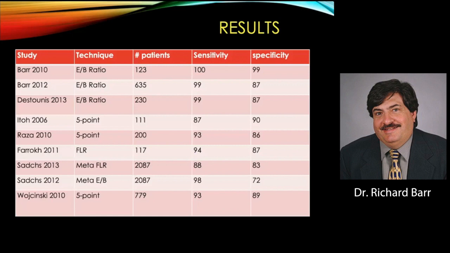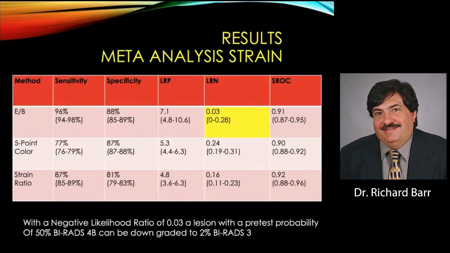Here, I pulled some papers out of the literature that show the different techniques. And if we look at the specificity, they're in the high 80s and then low 90%. Sensitivities, again, in the 90s up to 100%. So we recently published a meta-analysis where we looked at the 3 different methods in the literature. And what we found was that using the E to B distance ratio had the highest sensitivity and the highest specificity.